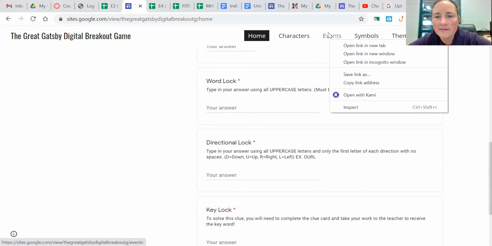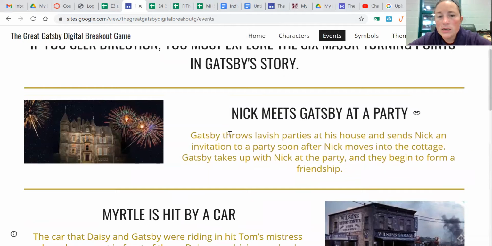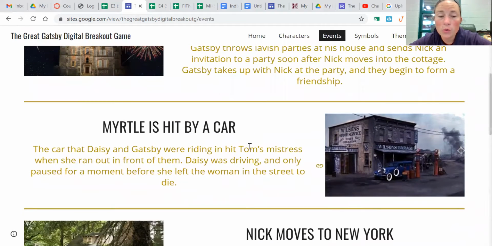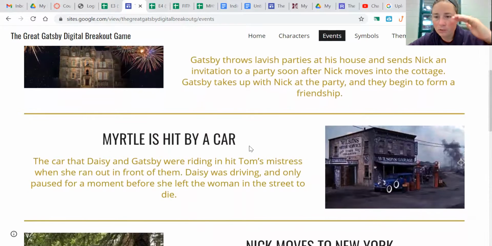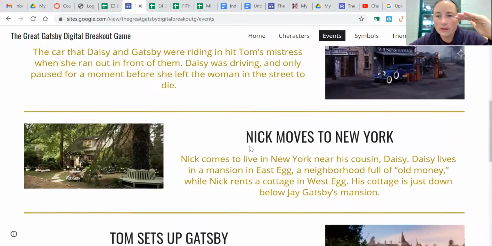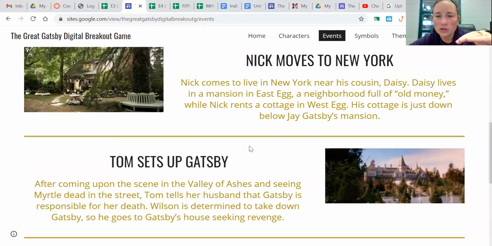So for your events tab, if you seek direction, you must explore the 6 major turning points in Gatsby's story. You need to arrange these events in chronological order by the way that they happened in the book. So ask yourself, well, what event took place first? And put that as number 1. What came after that event? And put that as number 2.